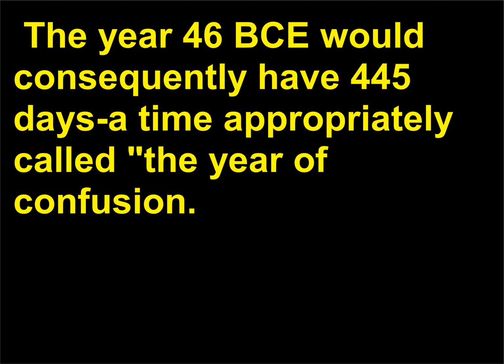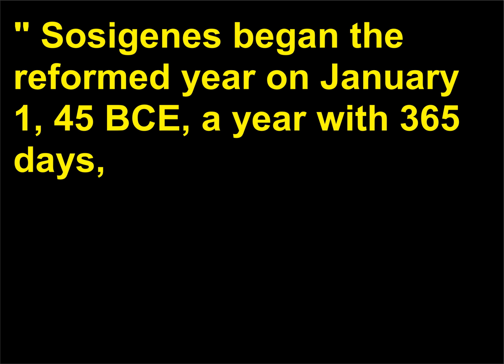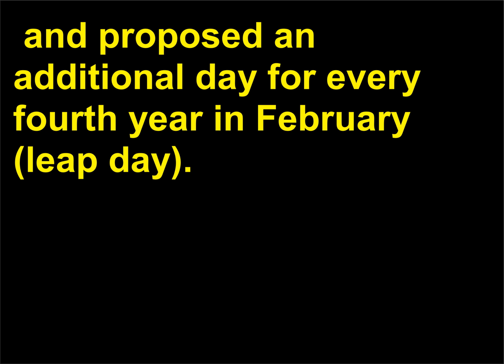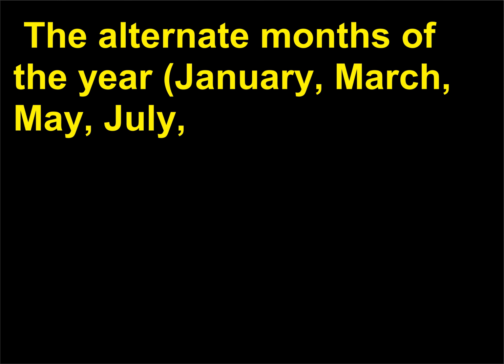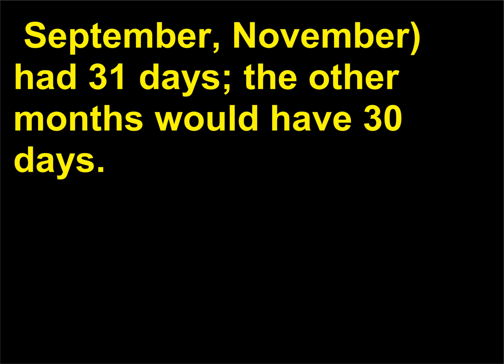The year 46 BCE would consequently have 445 days, a time appropriately called the Year of Confusion. Sosigenes began the reformed year on January 1, 45 BCE, a year with 365 days, and proposed an additional day for every fourth year in February, leap day. The alternate months of the year, January, March, May, July, September, November, had 31 days, the other months would have 30 days.